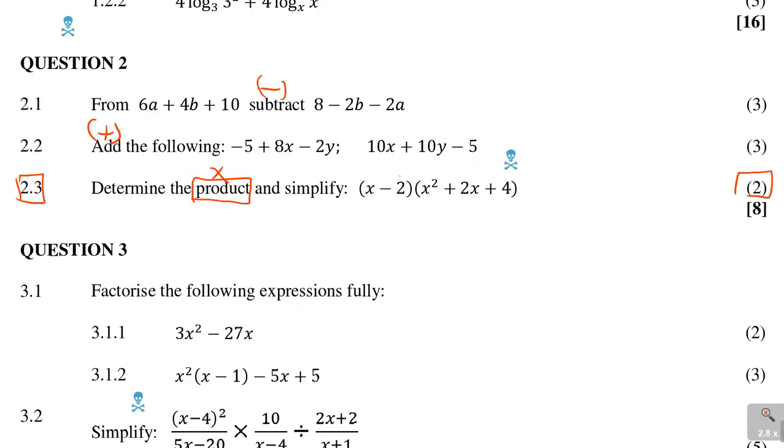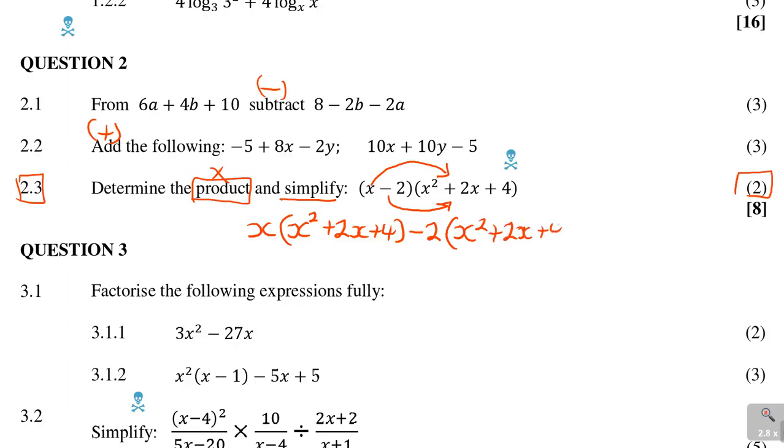Now how do you approach that? You approach it through expansion, and they say product and simplify. So the product means expand. So what you do is the x multiplies everything in that bracket, and the minus 2 multiplies everything in the bracket. So what you have is, you'll say x times everything in the bracket is x squared plus 2x plus 4, then followed by minus 2 multiplying everything in that bracket, which is x squared plus 2x plus 4.